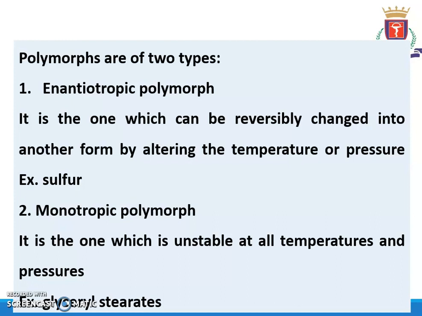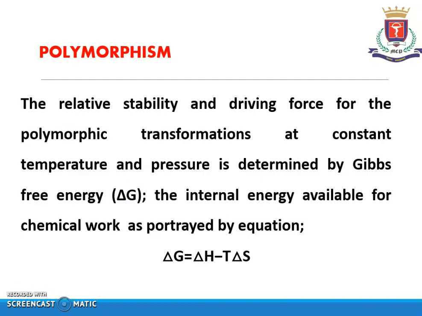Second type is monotropic polymorph. It is the one which is unstable at all temperatures and pressures. Example, glyceryl stearates. These polymorphs are chemically not different, but they are different with respect to physicochemical properties of the drug, like melting point, solubility properties, and thus different dissolution rate.